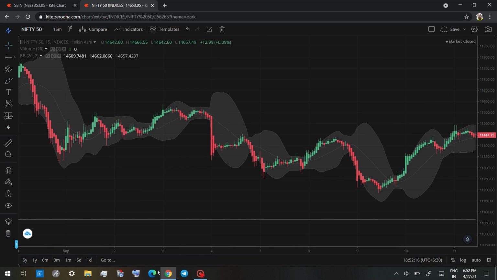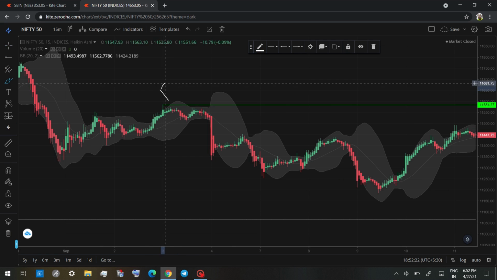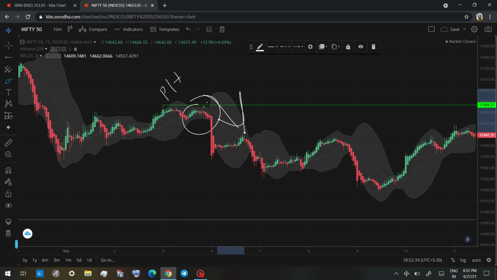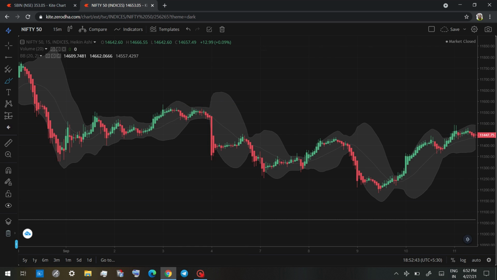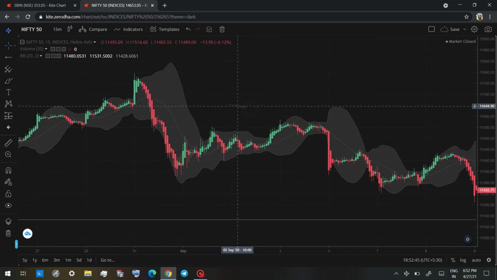Check here, this is the previous high. Okay, previous high. What happened here? Bollinger Band squeeze. Just wait. Try whether it will cross above the previous high, but it didn't. So bearish here too.